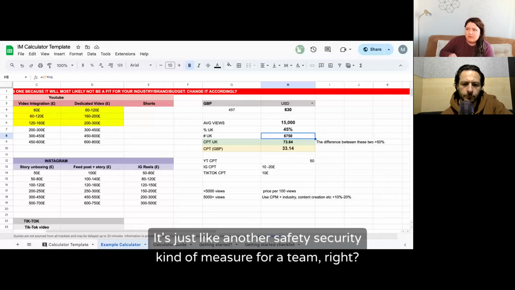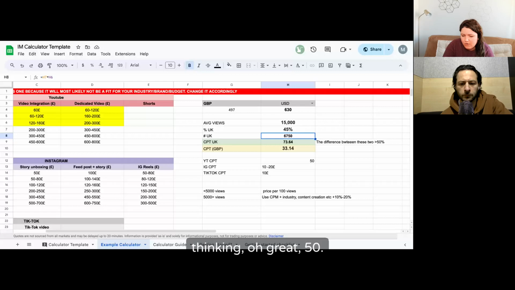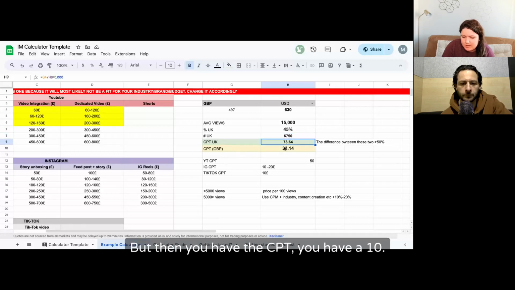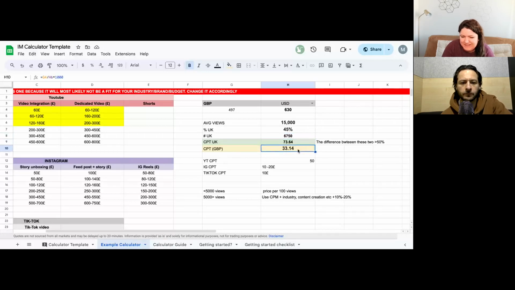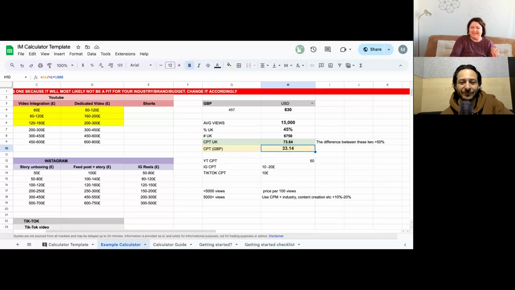It's just another safety, security kind of measure for a team, right? For someone that's inexperienced and they're looking at this and they're thinking, oh, great, 50. But then you have the CPT, you have it at 10. And I was like, well, I would rather pay 10 than 50.